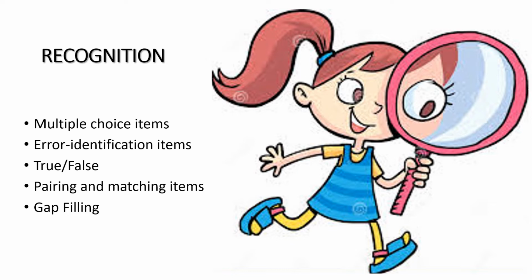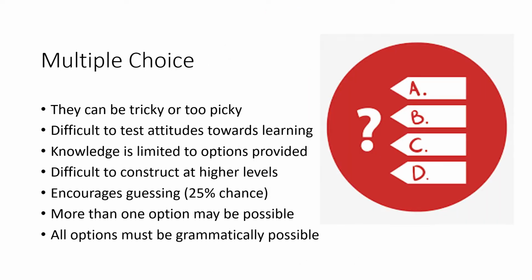Among the formats in recognition are multiple choice items, error identification items, true and false items, pairing and matching items, and gap filling items. The first type of item is multiple choice items. Let's look at what they are.